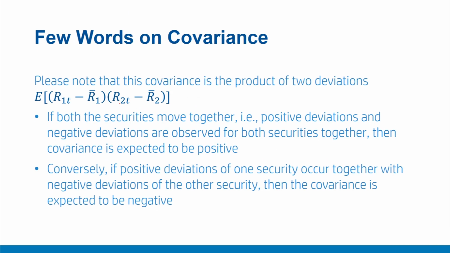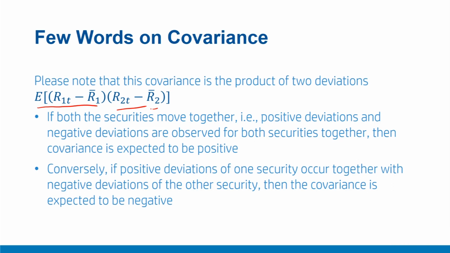Let us have a few words on the covariance. Please note that this covariance is a product of two deviations. For example, as you can see here, it is the expectation of r1t minus r1 bar into r2t minus r2 bar. Since the deviations are from two different securities, unlike the variance, we may expect it to be negative as well, though that is a less practical scenario.